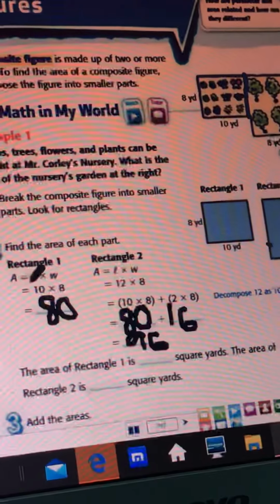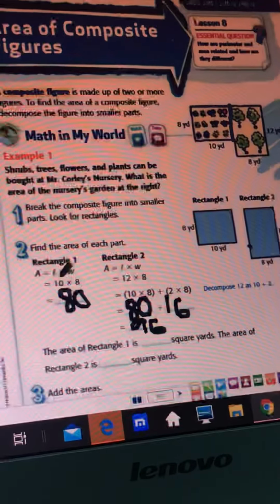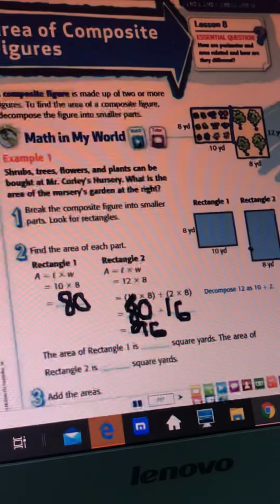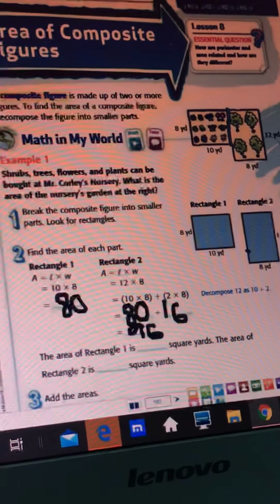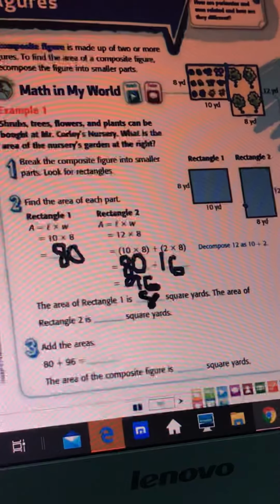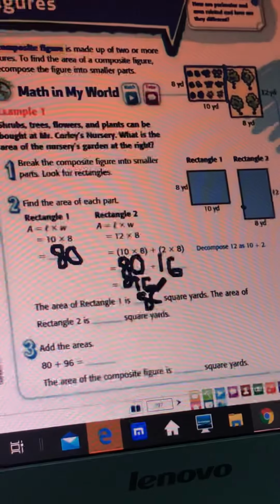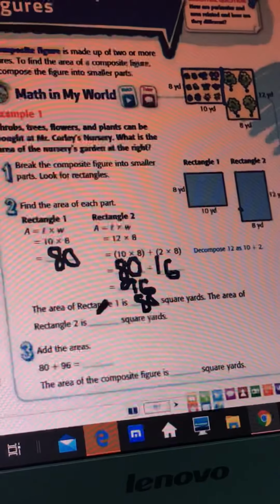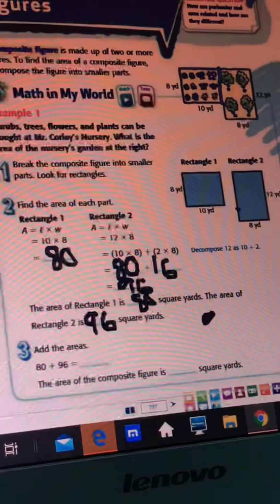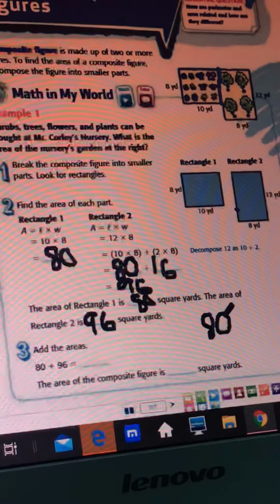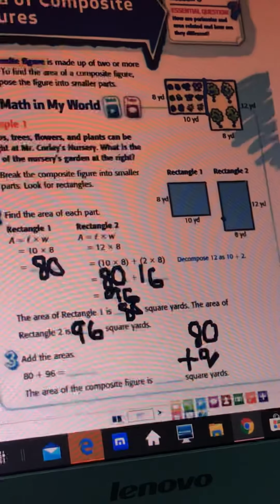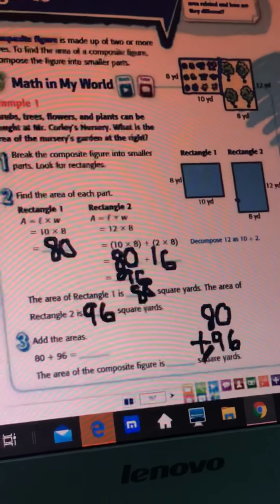After that, we already solved for rectangle 1, which is 80, and for rectangle 2, which is 96, because 12 times 8 is 96. Then we will add them. So rectangle 1 is 80, so you write here 80, and rectangle 2 is 96. If you're adding two numbers, it's better to add it vertically like this. I will show you. It's easier for us to add if it's vertical.